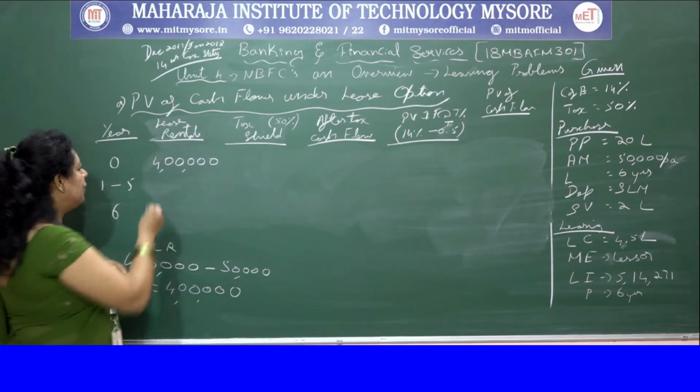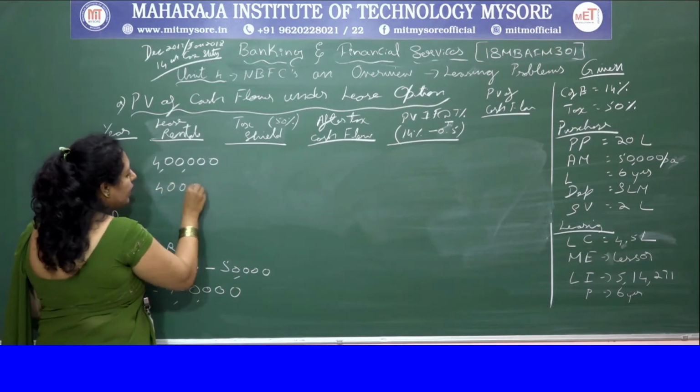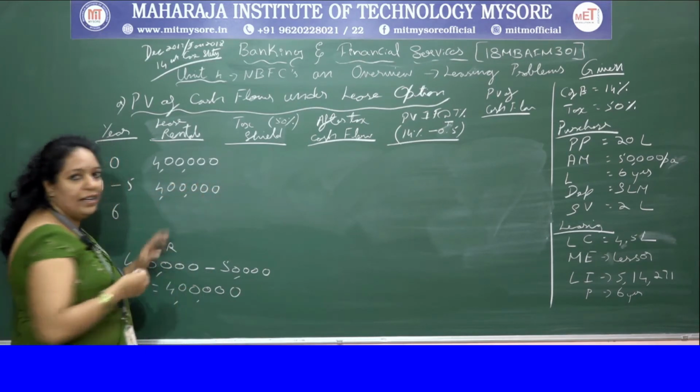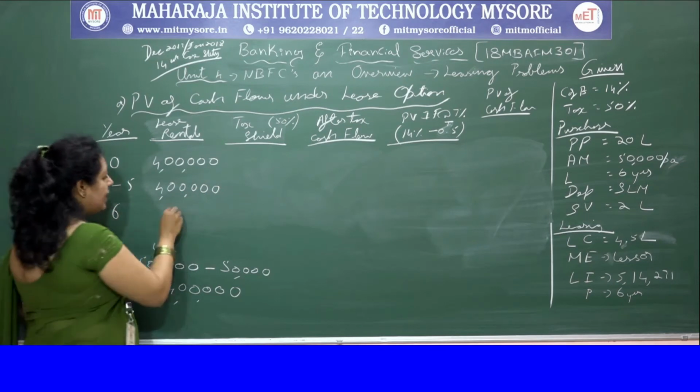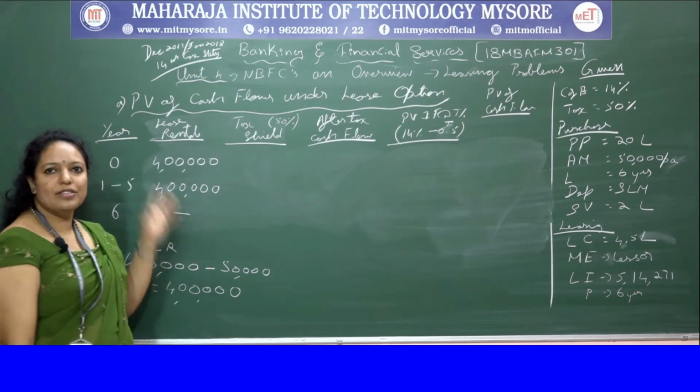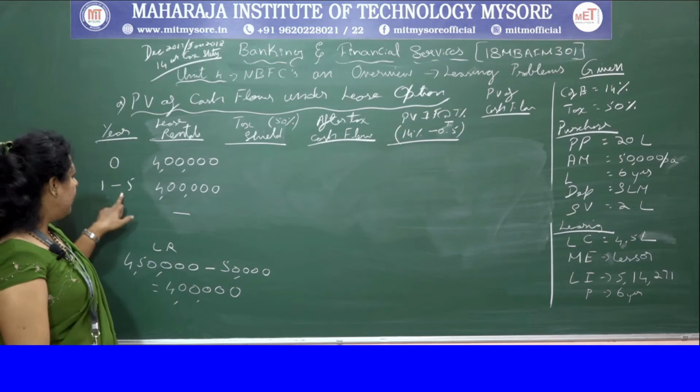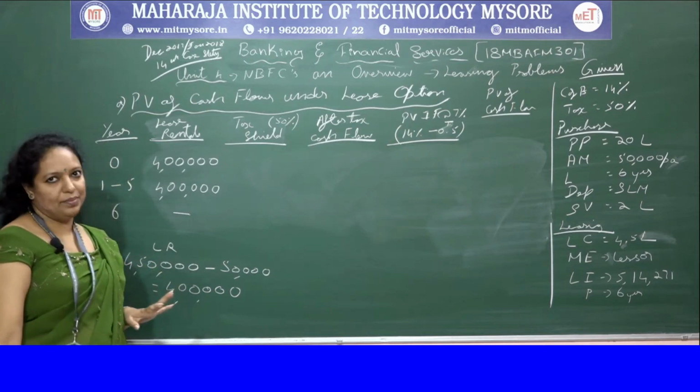Again for the 0 to 5 years, as it is paid in the beginning, you are paying 4 lakh. In the last year, you are not paying anything because in the 0 year you have paid. So 1 plus 5, total 6 years it is done.